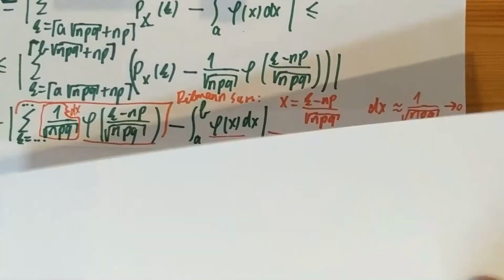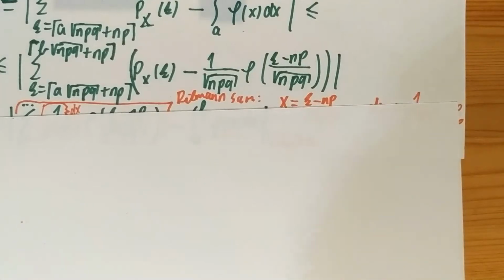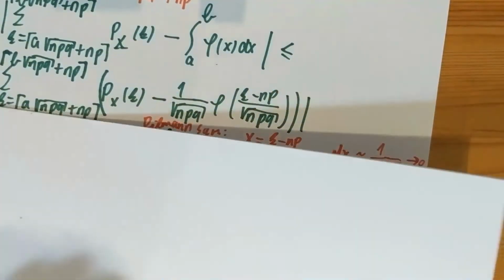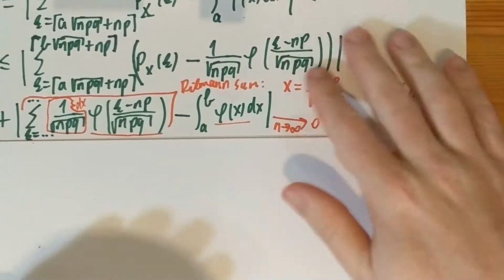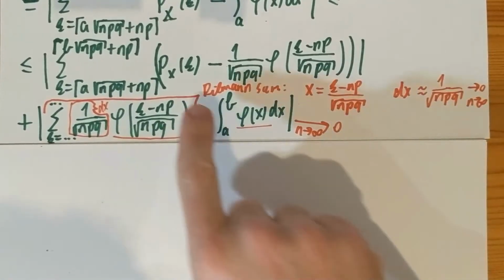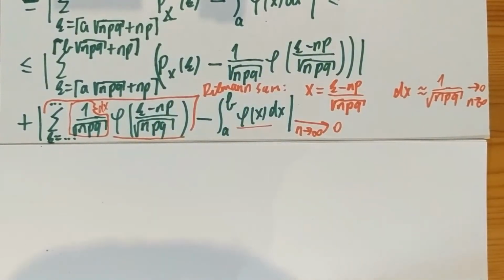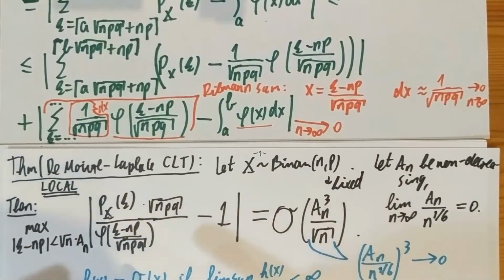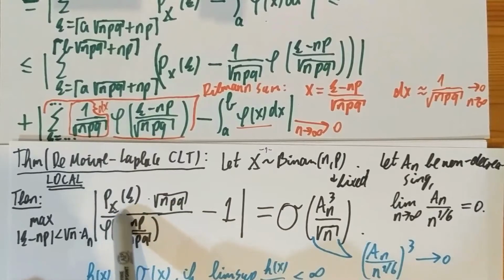So the claim, of course, is that the first term also goes to 0, and that's where the local central limit theorem comes in the picture. The first term is the difference between the mass function and 1 over root npq phi of (k minus np) over root npq. And that's exactly what the local central limit theorem told us about. Phi is a bounded function, right? It's the bell curve, it's bounded.